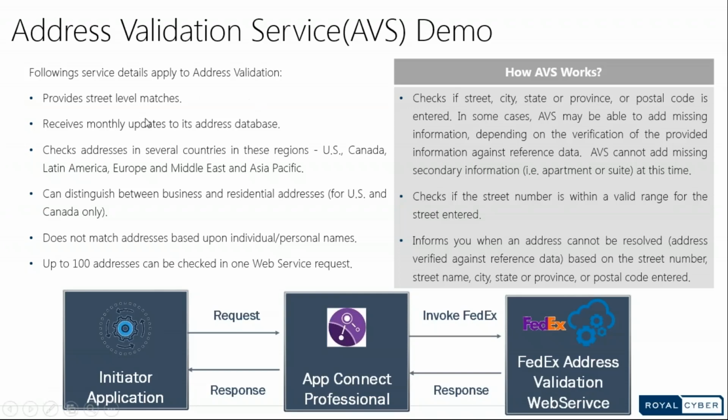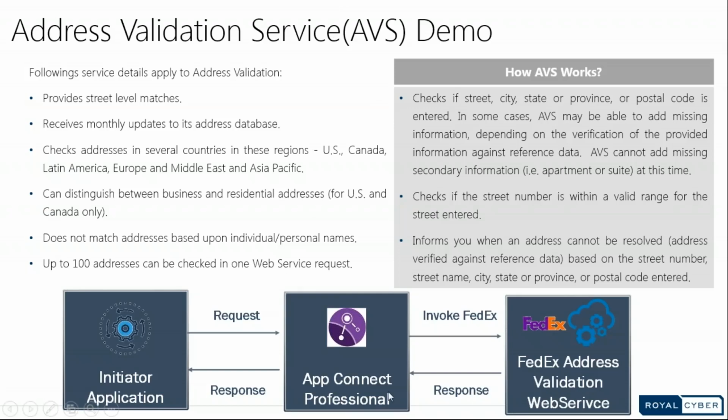So it provides street level matches, but it can distinguish only between business and residential address, and moreover, the address is only for limited countries, let's say US, Canada, Europe, Middle East, and Asia Pacific.